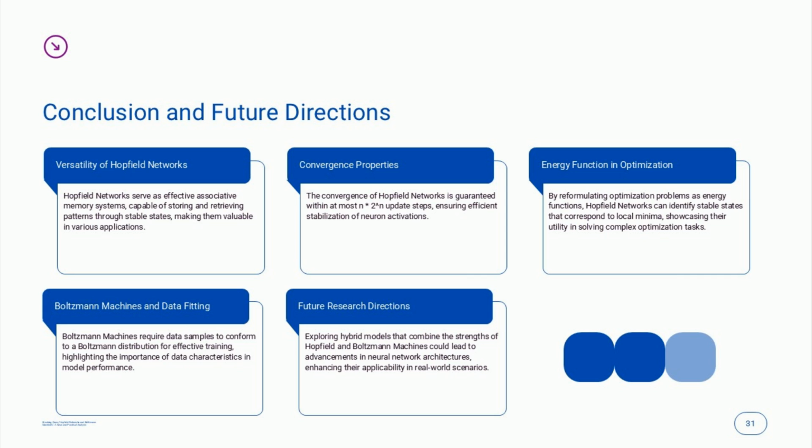Boltzmann machines and data fitting. These machines demand carefully crafted data to align with the Boltzmann distribution, emphasizing the importance of high-quality inputs for robust model performance. It's akin to preparing a perfect recipe. The better the ingredients, the more delightful the outcome. Future research directions. The horizon is bright with opportunities to blend Hopfield networks and Boltzmann machines into hybrid models. Imagine creating a system that learns from the best of both worlds, like merging a classic sports car's speed with the efficiency of an electric vehicle.